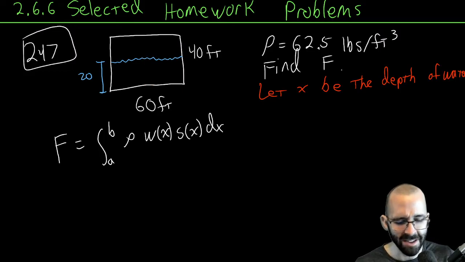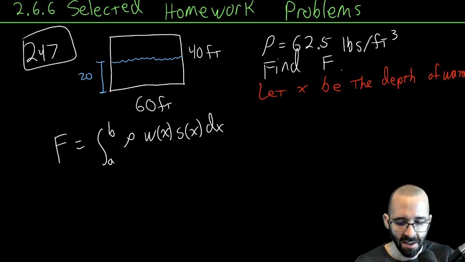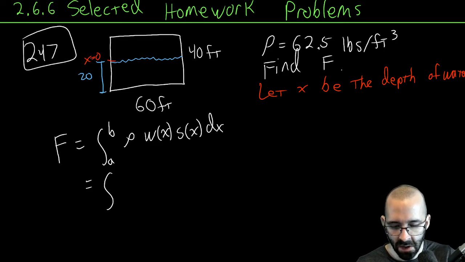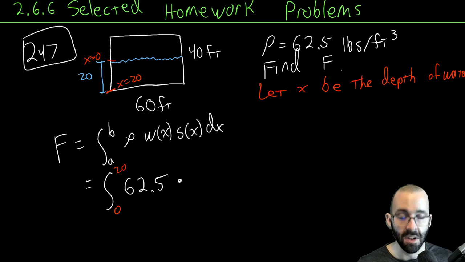Because then look what happens if this is our choice of x. And it doesn't matter, you can have x be other things. If this is our choice of x, then what is x doing? So again, this is going to be x equals 0. And this is going to be x equals 20. So to integrate this entire blue water region, x goes from 0 to 20 of the weight density of water, which here we're saying is 62.5, times the width function.